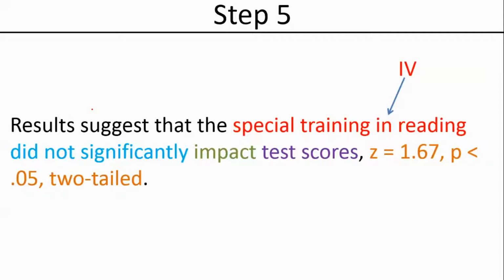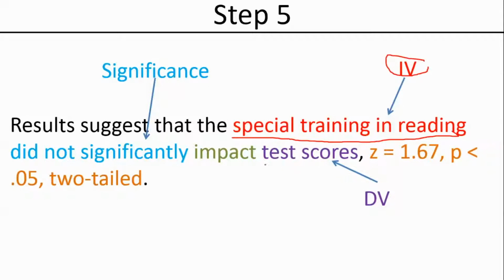First, let's look at our independent variable. It's very important that we have our independent variable and our dependent variable in here. The reason is that it gives context going back to the original question. The original question here is, what impact did special training in reading have on test scores? So here is our special training in reading, our independent variable, and test scores, the dependent variable. This is what we were looking for changes in. Now we also needed to determine whether it was or was not significant. So here we clearly state it did not significantly impact. We'll get to that in a second.